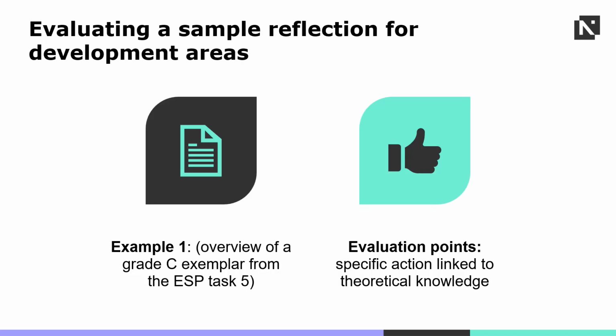So let's examine a grade C example reflection for the ESP. The student identifies the specific action, using the spectrometer, and links it to theoretical knowledge. However, they need more critical evaluation of how this impacted the task and a clearer plan for improvement.